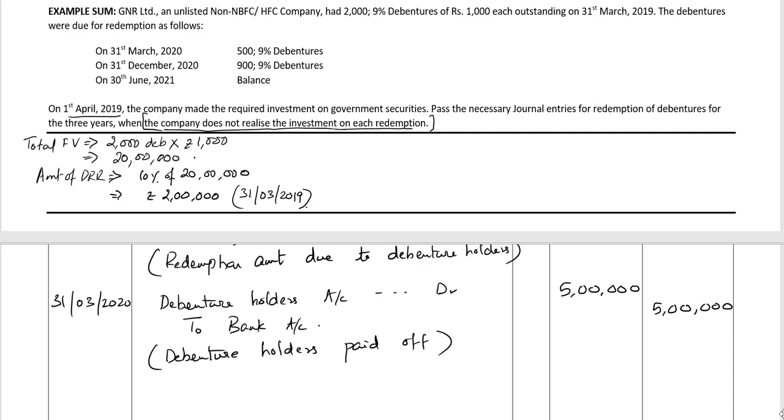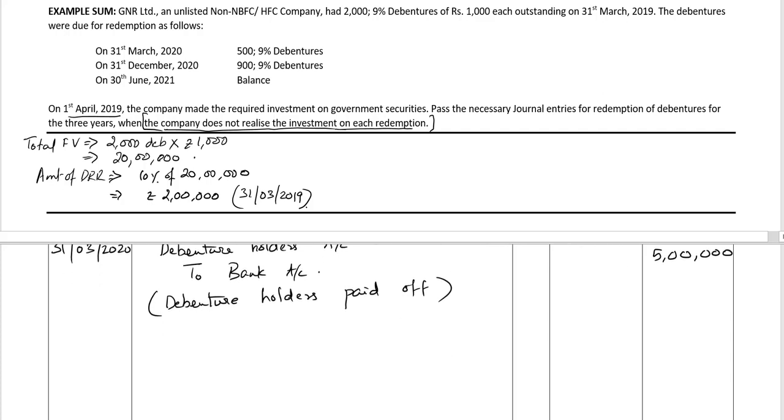There is nothing mentioned in the question whether we have to transfer proportionate amount of DRR to GR or whether we have to wait till the final installment is redeemed and then transfer the entire amount of rupees 2 lakh from DRR to GR. In the absence of information, we are to adopt the option 1, where we will transfer proportionate amount of DRR which has been redeemed to general reserve.